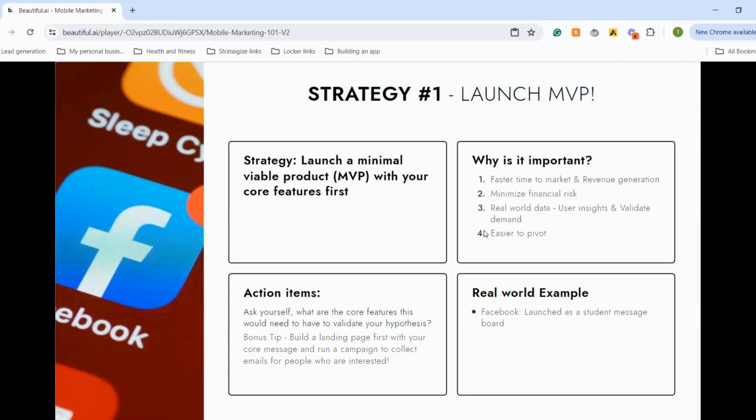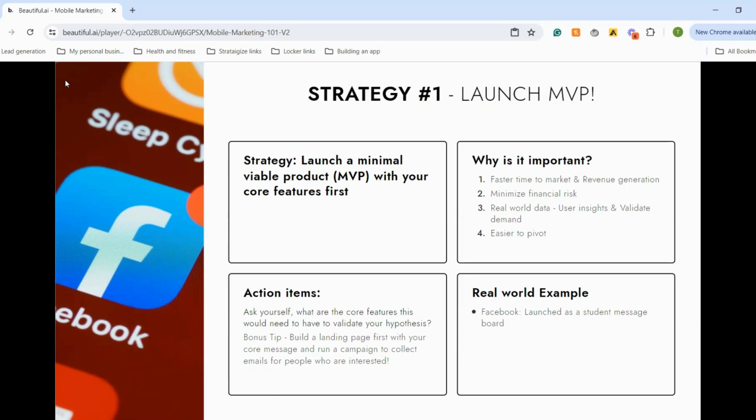Launch a minimal viable product into the market with your core features first. The main reasons why you do this is, first, it's faster to market, faster to revenue generation, minimizes your financial risk. Instead of spending hundreds of thousands of dollars on the development piece, you may spend $20,000 to $60,000 on that piece and get into the market, get that real world data, understand if your app is actually in demand, if people really want what you have to do.